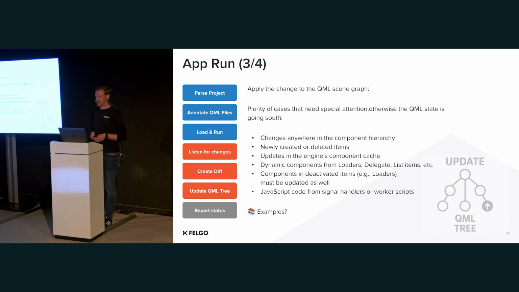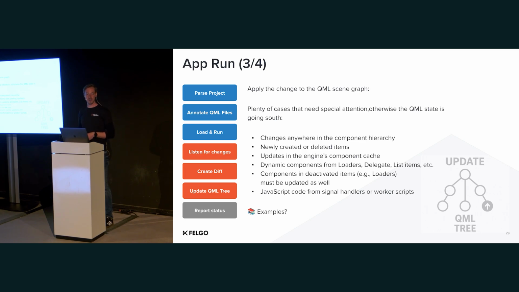For example, changes can be anywhere in the component hierarchy. So if you're changing one QML file, it can be at the root level, but it can also be somewhere deep in a loader or something like that. Then also newly created or deleted items can have bindings that need to be updated, otherwise the app would just crash with an invalid binding. And dynamic components from loaders or delegates or list items are also a special case.